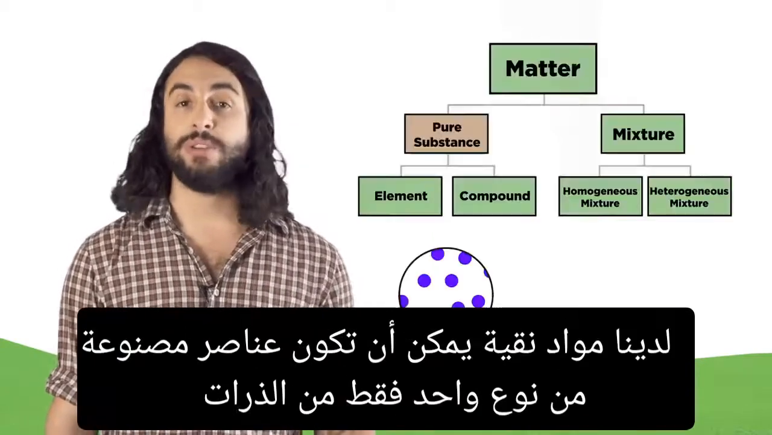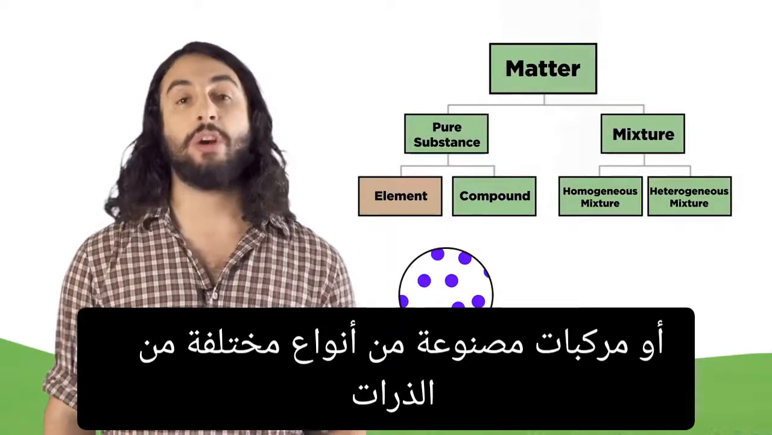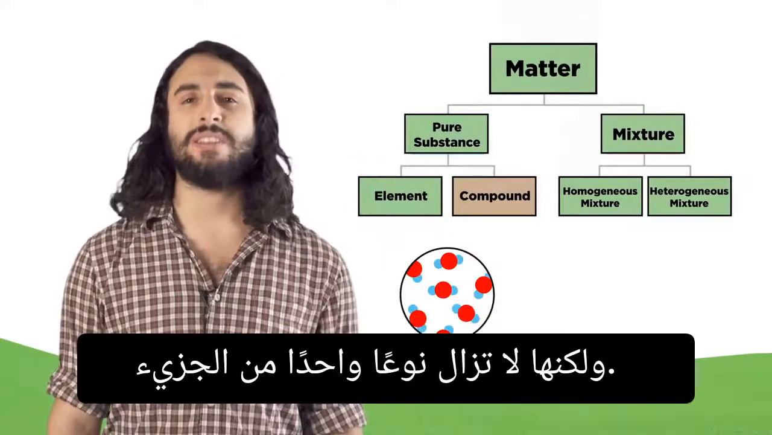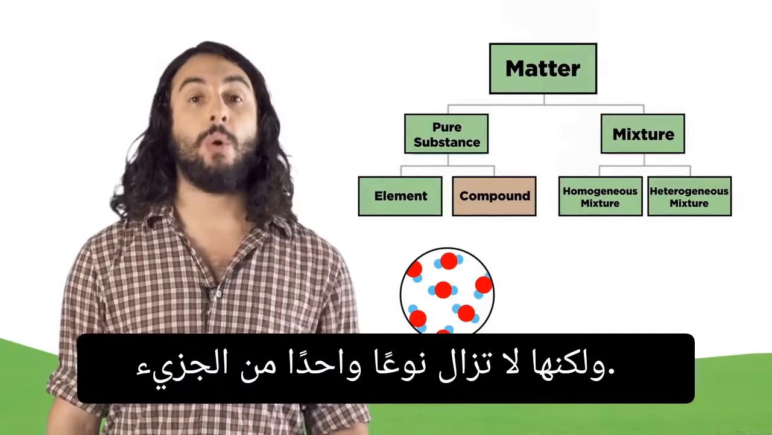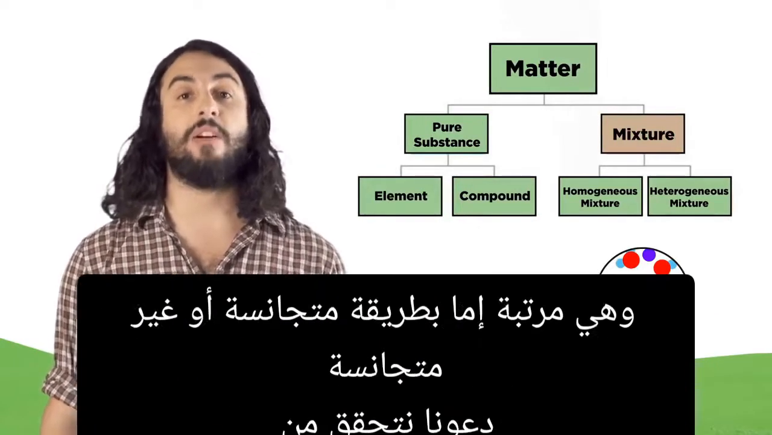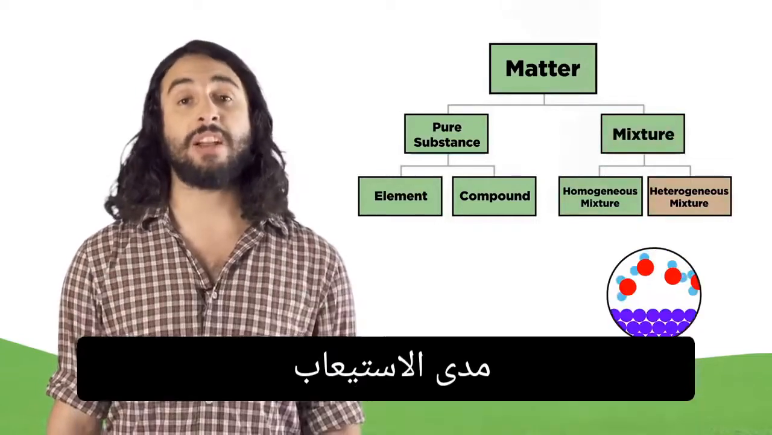So, we've got pure substances, which can be elements, made of only one type of atom, or compounds, which are made of different types of atoms, but are still just one type of molecule. Or we can have mixtures, which are made of multiple types of molecules and are arranged in either homogeneous or heterogeneous fashion. Let's check comprehension.